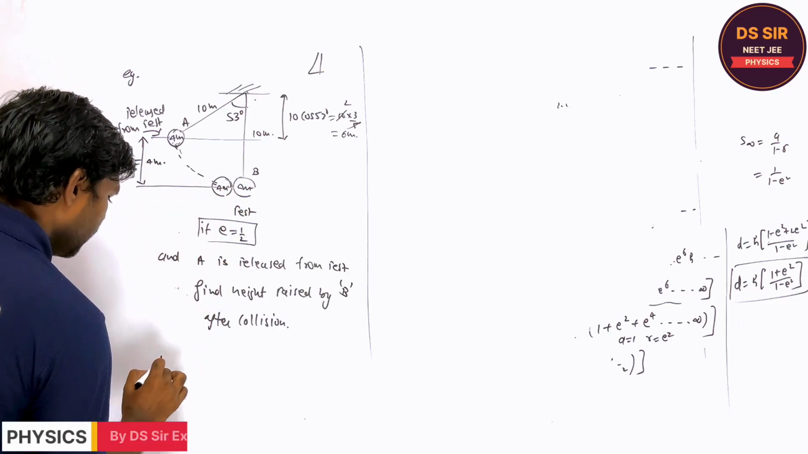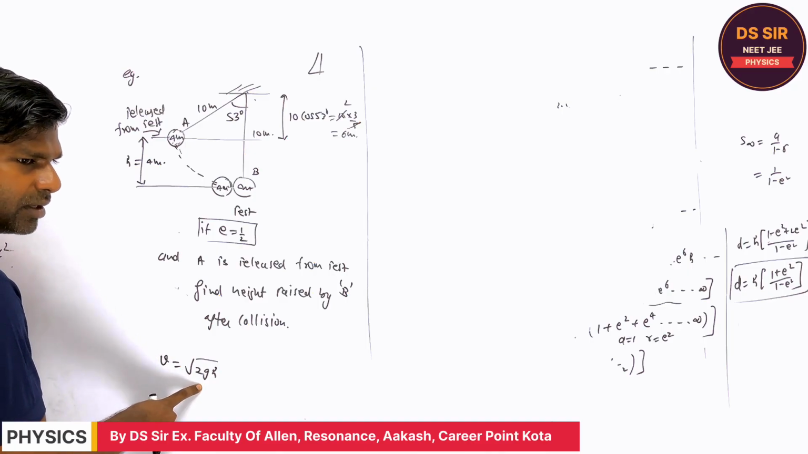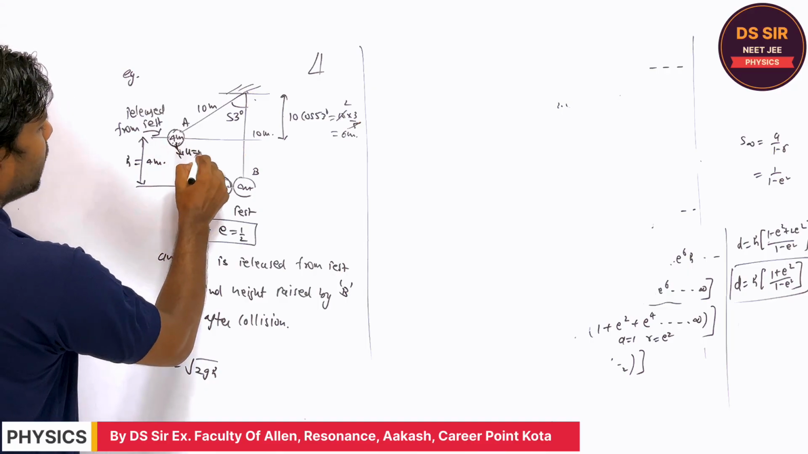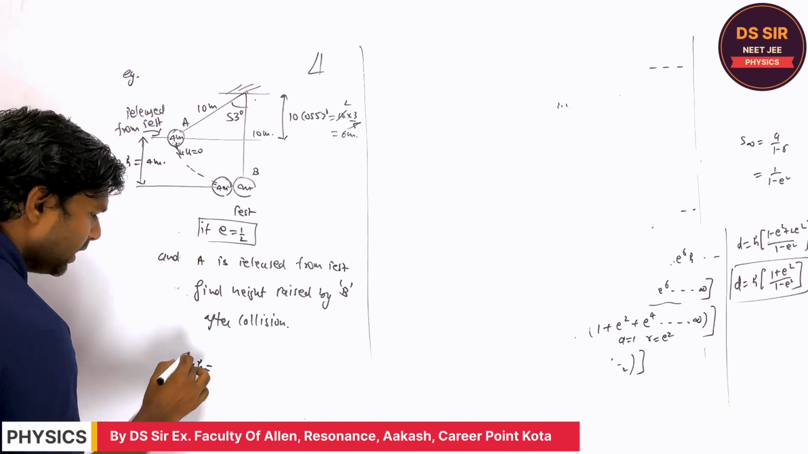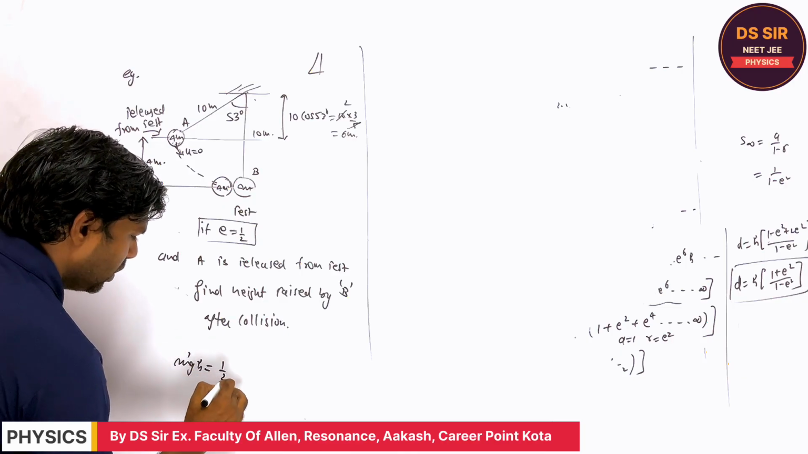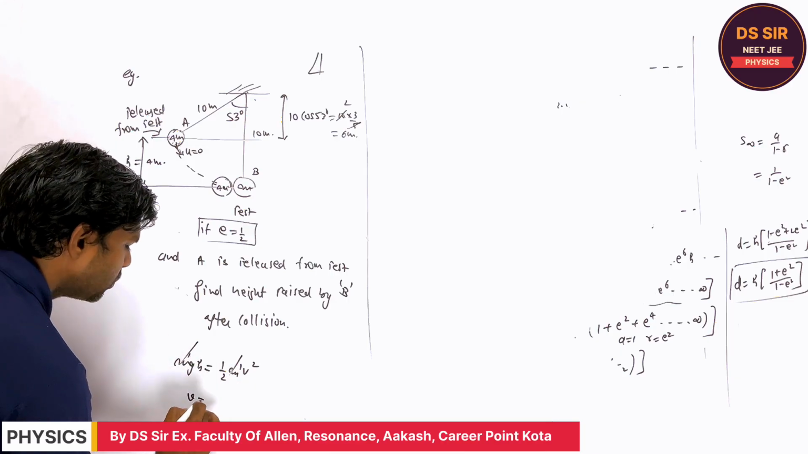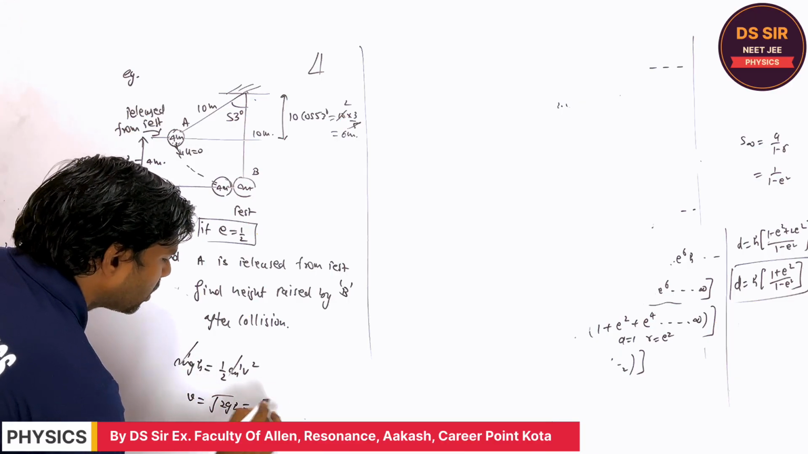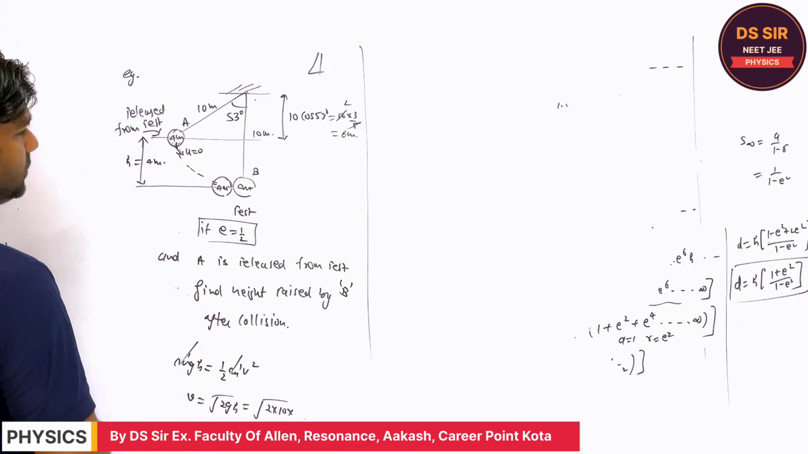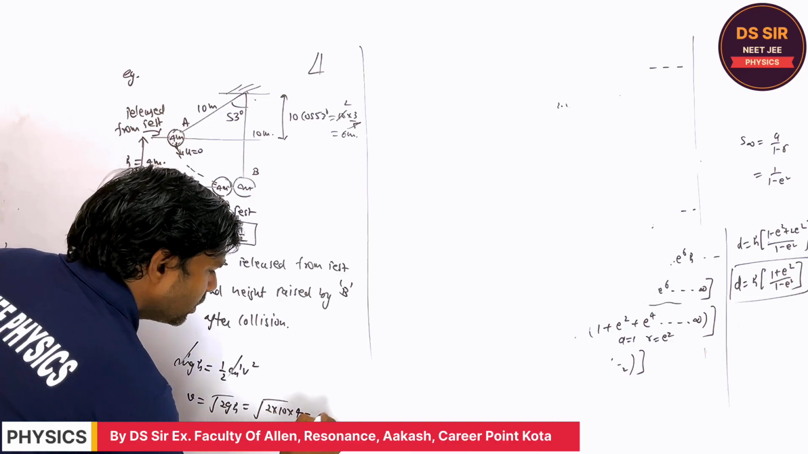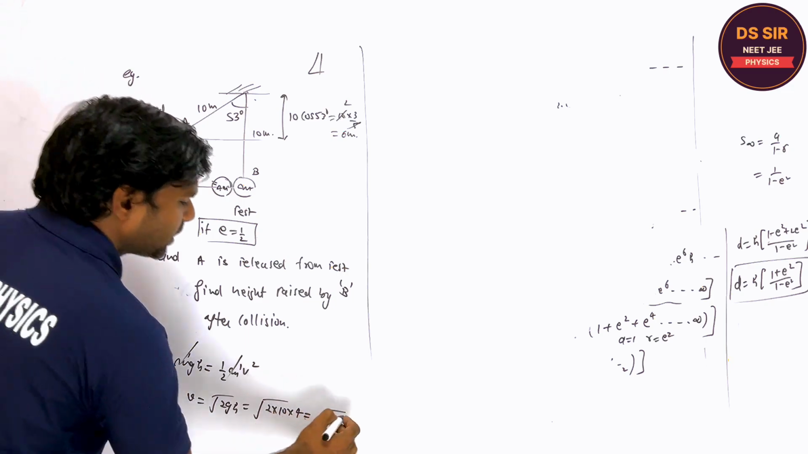So what is the speed? V is equal to root 2gh. Can I write it directly? U is equal to 0 and all the potential energy mgh, I am assuming mass m dash, mgh is equal to half m dash v square. So m dash will cancel out, so v is equal to root 2gh. Root of 2 into 10, the height descended is 4 meter, so root 80 meter per second is the speed.